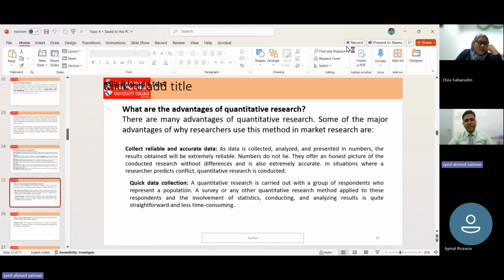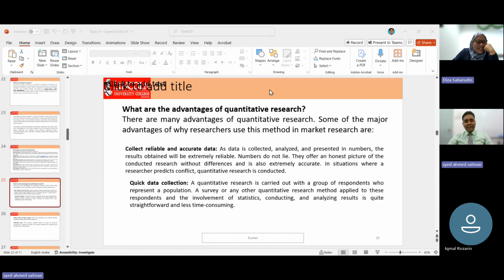Data is collected, analyzed, and presented in numbers. The results will often be extremely reliable. Numbers do not lie. Oh my God. Here the statement says numbers do not lie. But you are changing the number. The number was appearing 3 and you are changing it to 4. Numbers lie, right? Correction, sir: humans lie, not numbers.